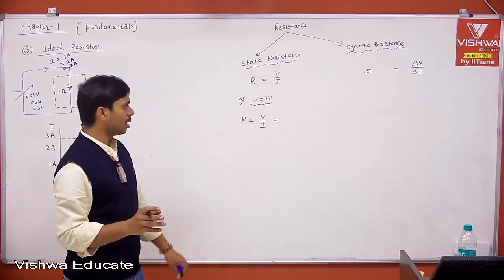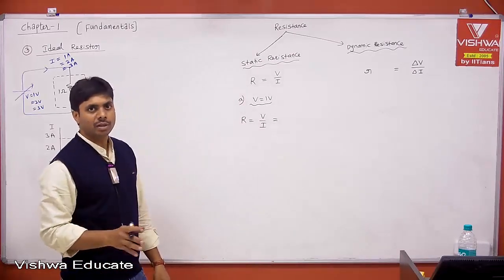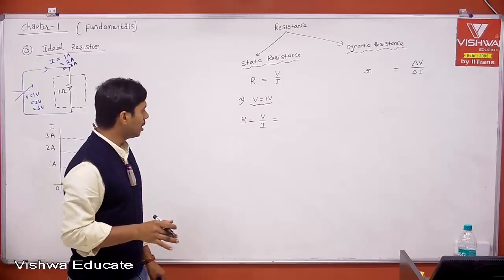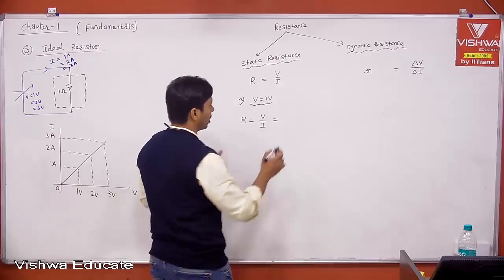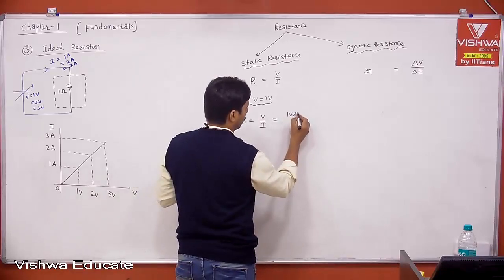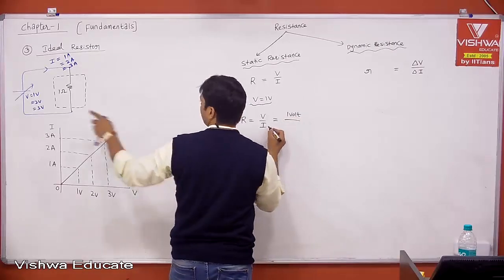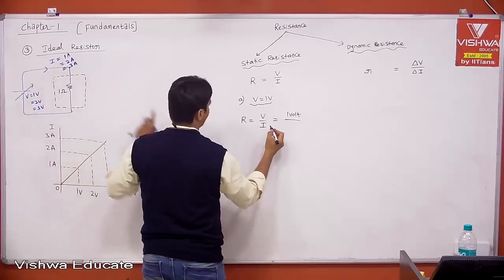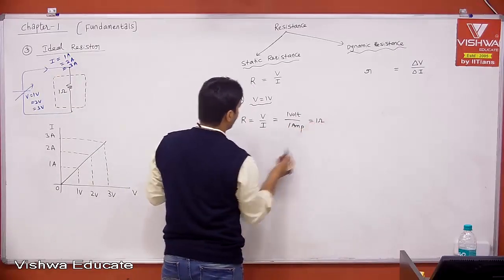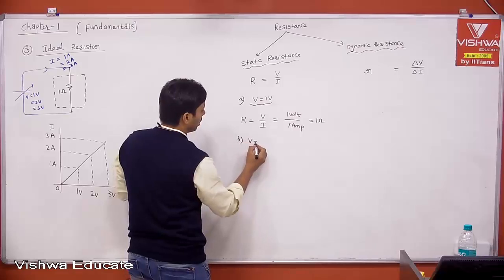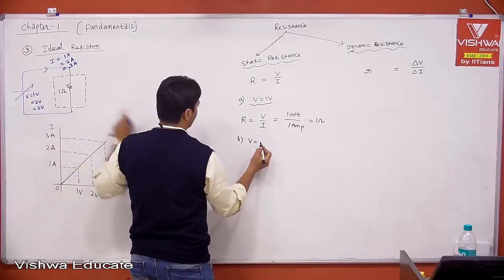You can follow me because we did it multiple times for ideal voltage source, ideal current source. Now, R is equal to V by I. What is V? 1 volt. And what is current? When V is 1 volt, current is 1 ampere. Therefore, what is the resistance? 1 ohm.